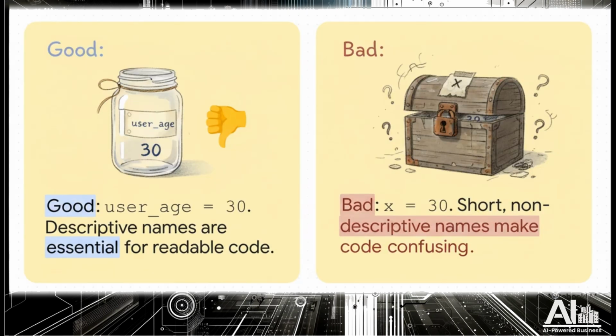And this might be the most important rule of all. Use descriptive names. I mean, look at this. Both of these lines of code do the exact same thing technically, but user_age = 30 tells you a story. You know exactly what that 30 represents. x = 30 tells you absolutely nothing. It's just a mystery. Trust me on this. Your future self and anyone else who reads your code will thank you for being clear.